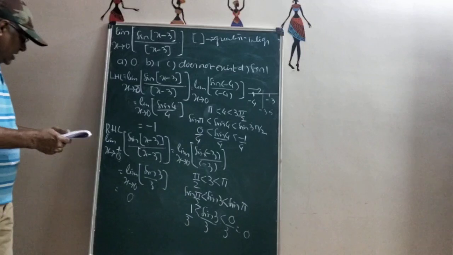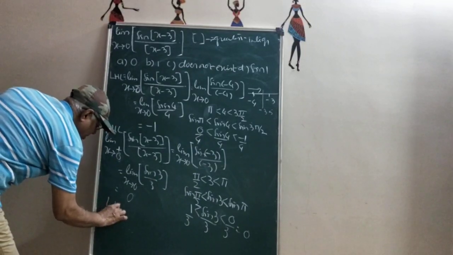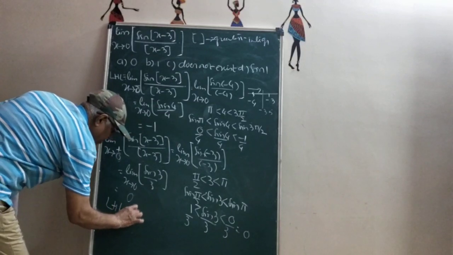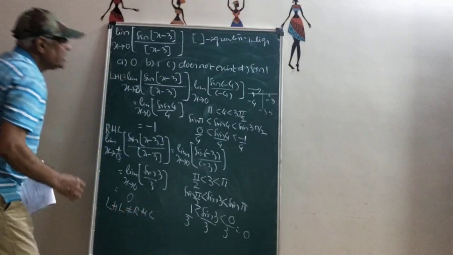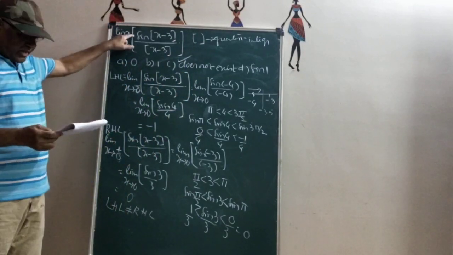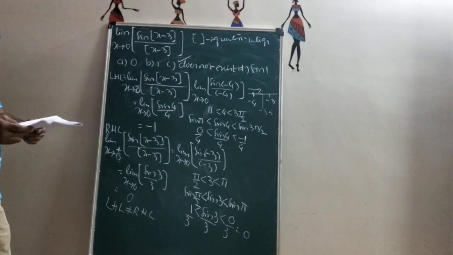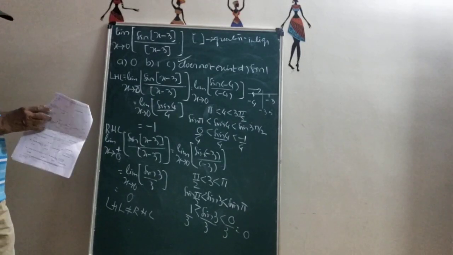And what is the left hand limit? Left hand limit is minus 1. So LHL is not equal to RHL. So therefore limit of this function does not exist. I think this example as well as the previous example, both of these two, I hope you understood the examples.